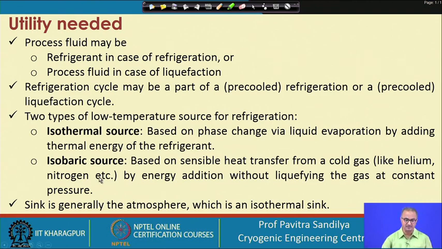And as we have talked of source, there has to be a sink. The sink is where the heat is rejected by the particular refrigeration or liquefaction cycle. Generally the sink is taken to be the atmosphere, and we know that the atmosphere provides an isothermal sink. That means the temperature of the atmosphere will not change drastically for a moderate amount of refrigeration and liquefaction.